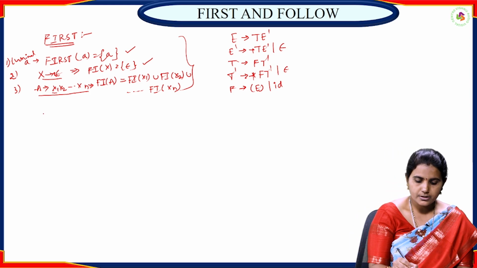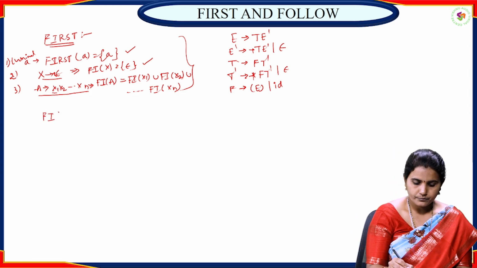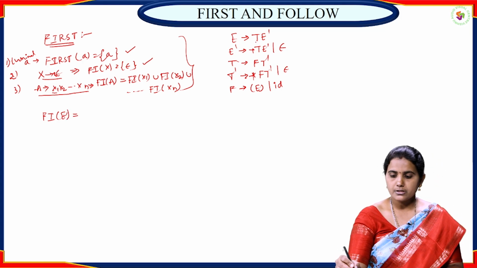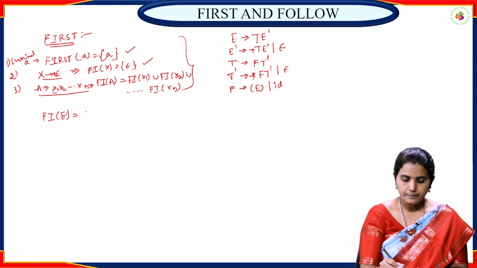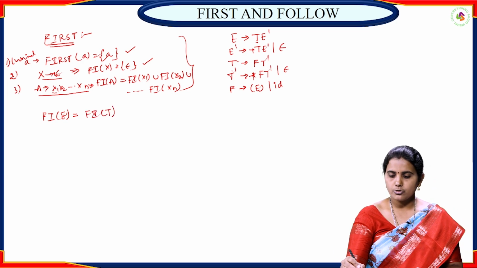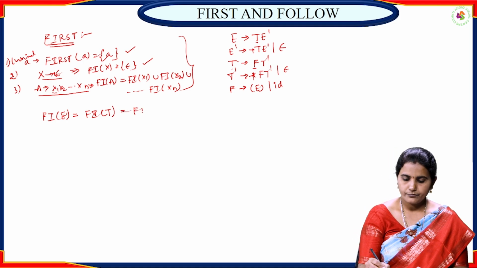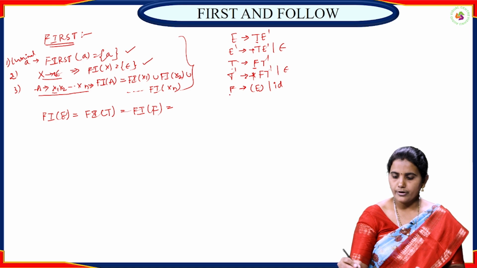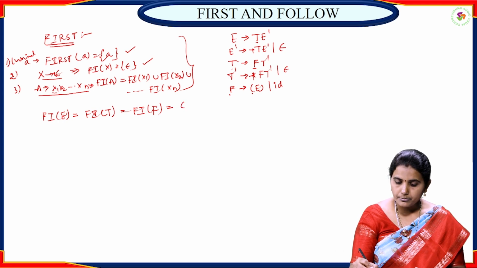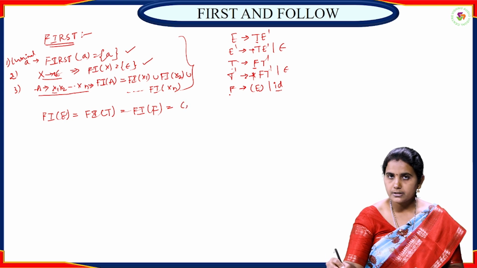Let us start with first of E. First of E, then the first symbol is T, so first of T. First of T, then go for first of F. First of F, then go for the productions of F. Your right hand side starting with the terminal symbol means your output is that terminal. Then followed by the next production.